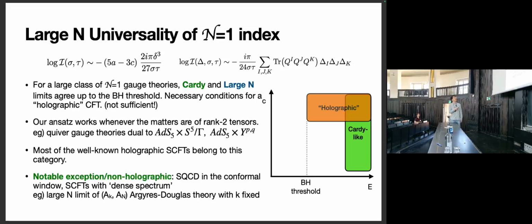And our ansatz indeed works for most of the well-known holographic CFTs, such as quiver gauge theories dual to AdS5 times S5 mod Gamma, or some Sasaki-Einstein manifold. And there are some notable exceptions. I mentioned SQCD in the conformal window. That doesn't work. And also SCFTs that have some dense spectrum in some suitable sense don't work. For example, if you consider the A_k or Argyres theory and take large N with k fixed, then this doesn't work. That is not really a good holographic theory.